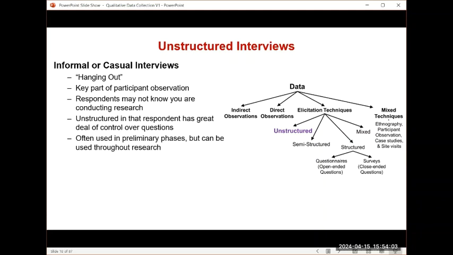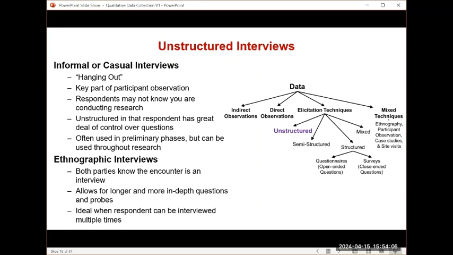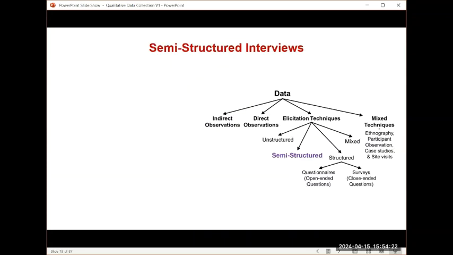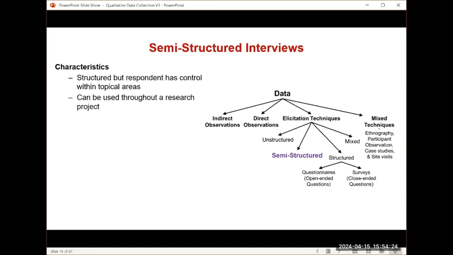The other type of informal is what we call ethnographic interviews. And here, the person you're interviewing knows it's an interview, and it's very unstructured. You sort of meander around this general topic. This is what you would use in ethnography when you had somebody you can go back to multiple times. Semi-structured interviews are sort of structured, in that you structured the protocol, but the respondent has the control within that structured protocol, right?